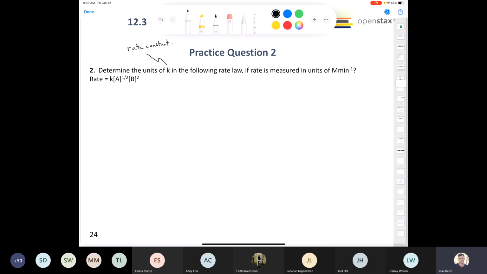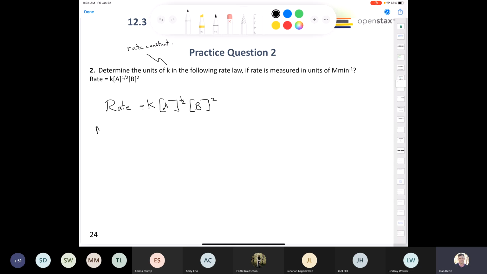Anyhow, I'm just going to write it down a little bit bigger here. So we have k times A to the power of 1/2 times B to the power of 2. So that means that the overall reaction order here is going to be what? 1/2 plus 2. So that's 2.5, right? So we have a fraction here. So our first example involves a fraction.